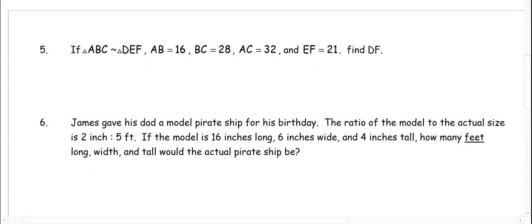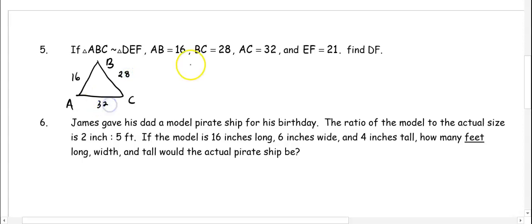In our next problem, if triangle ABC is similar to DEF, we have AB equals 16, BC equals 28, AC equals 32, and EF equals 21. Find DF. So if we draw our two triangles, we have triangle ABC, 16, 28, and 32. Then we have our triangle DEF, where we know that EF is 21, and we're looking for DF, so we're going to call that x.